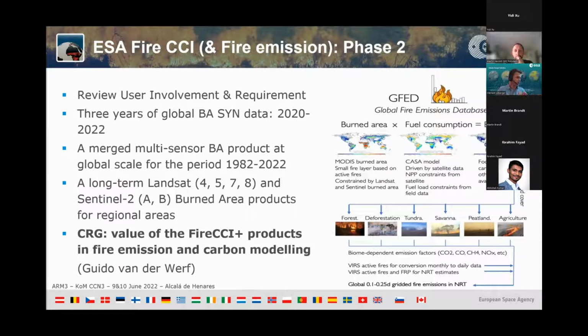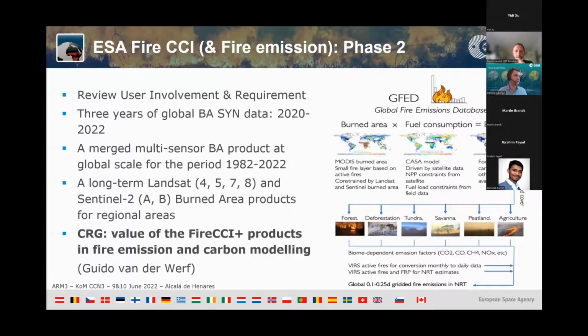And I think that's the most important part of this presentation. We will look at the value of Fire CCI products in fire emission and carbon modeling. Guido van der Werf and his team from the Free University of Amsterdam, who were at the beginning of the project 10 years ago, are back in the consortium, and this topic will take off.